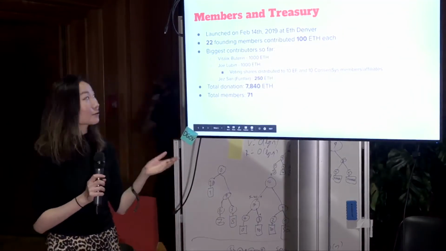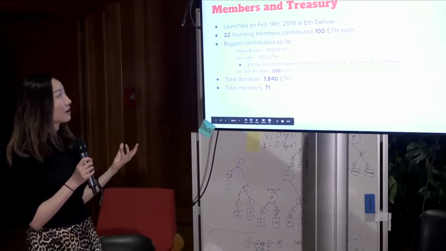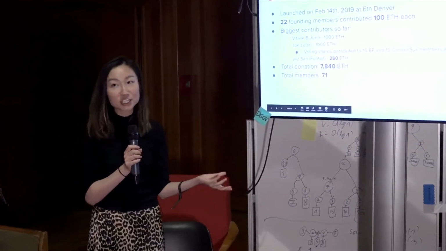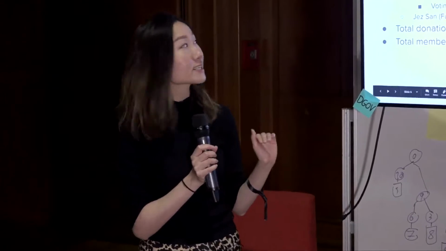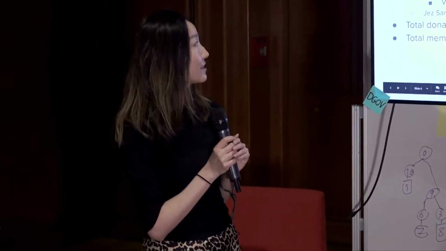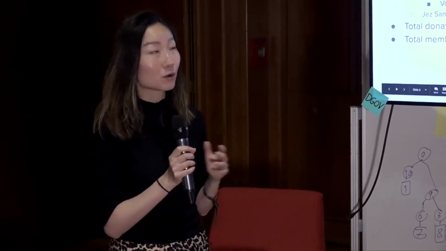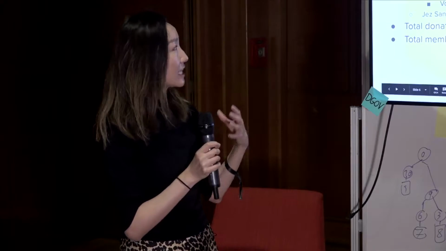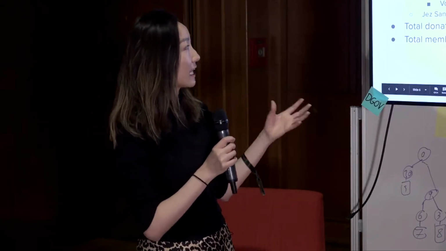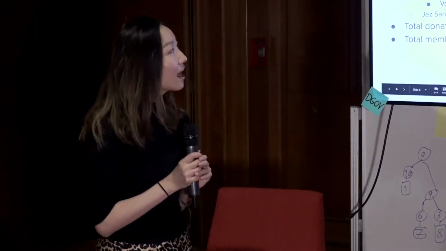So, a review of our achievements so far in terms of the growth of membership and treasury. It launched on a very romantic date at ETH Denver this year. At the time, there were 22 founding members, each contributing about 100 ETH. A month or two later, Vitalik and Joe joined, each with 1,000 ETH. They're very YOLO of them.